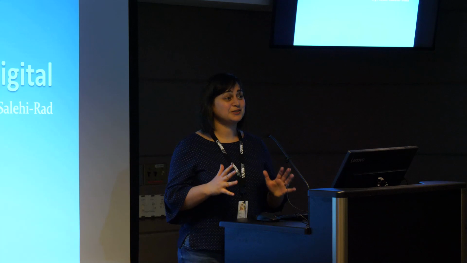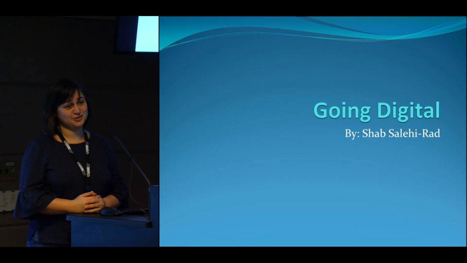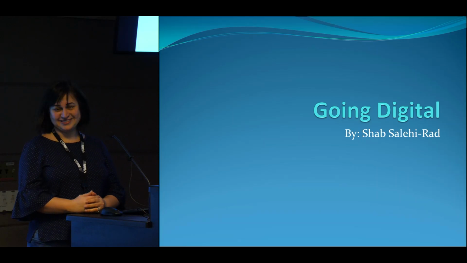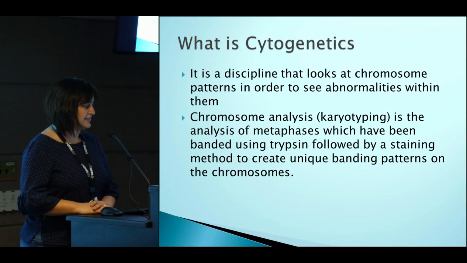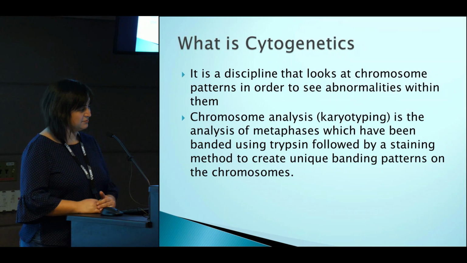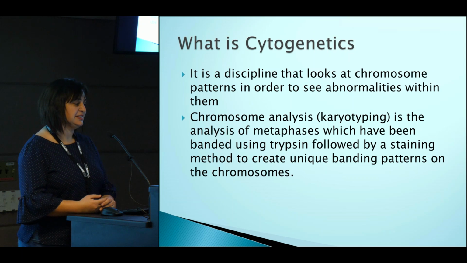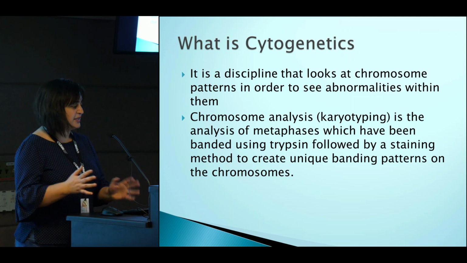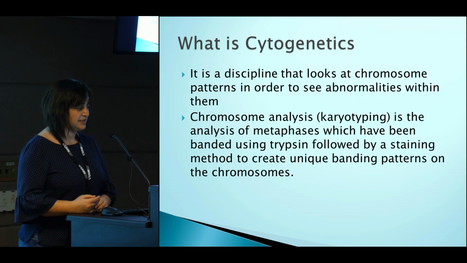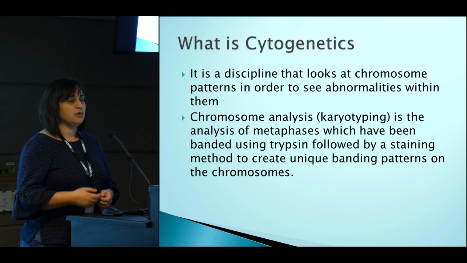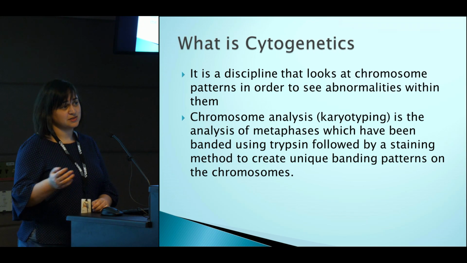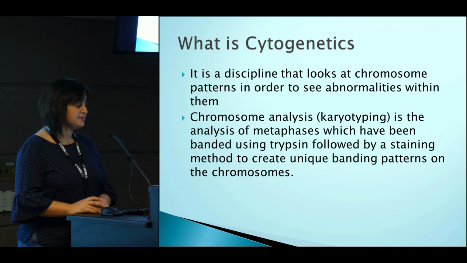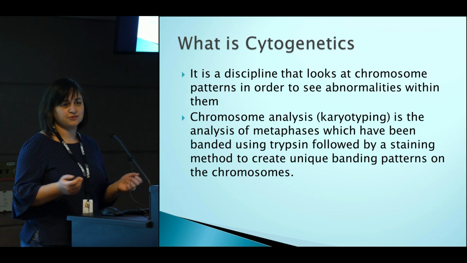So does anyone actually know what we do in cytogenetics? Cytogenetics in general is a discipline that looks at chromosome patterns in order to see abnormalities within them. Basically, chromosome analysis or karyotyping is the analysis of metaphases which have been banded using trypsin and then stained using either Leishman or Giemsa method. And this will create unique patterns.